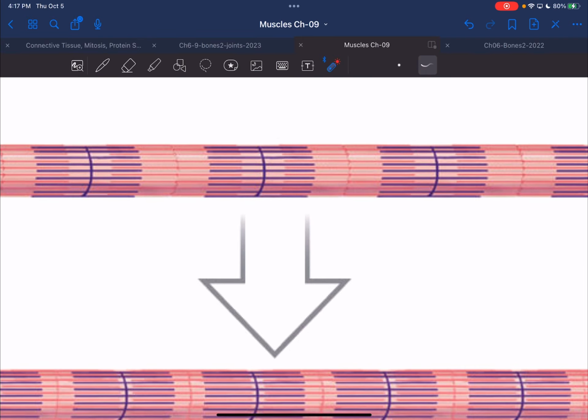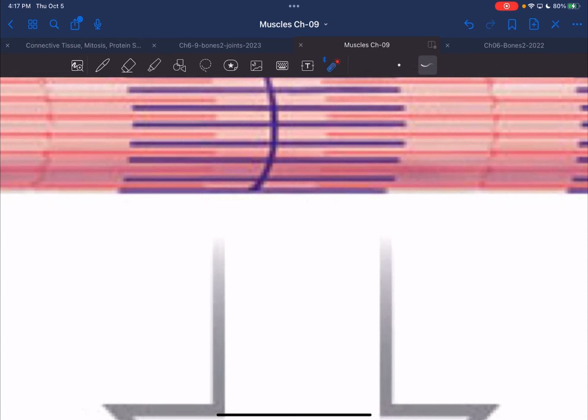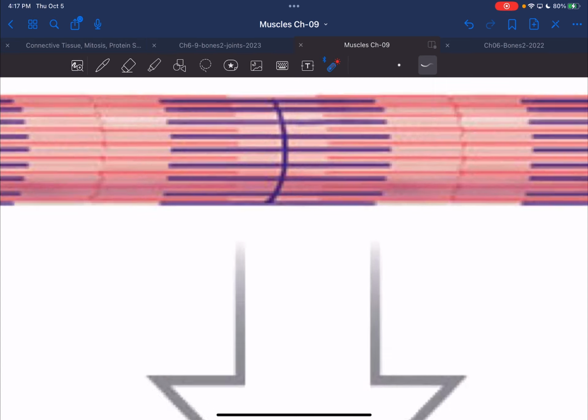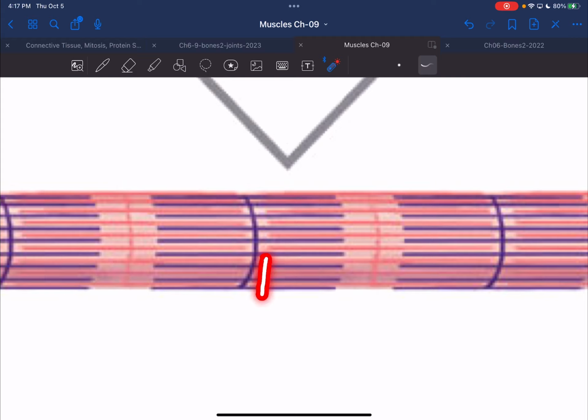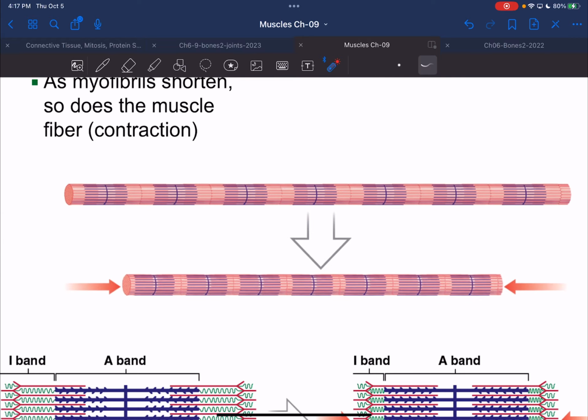So if you look at our picture, starting here at the center, you can see these thin filaments have to move to the center. They do so, and our H band got smaller, and you can see that happens to all of them. And so they all do it, and the whole entire muscle gets smaller.